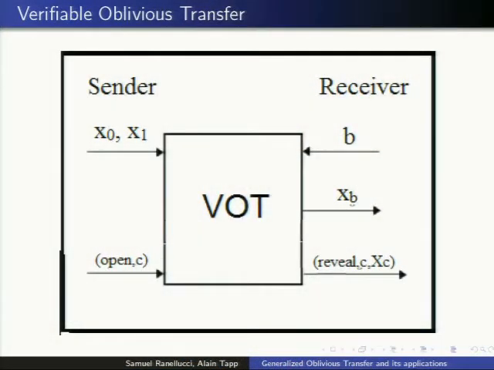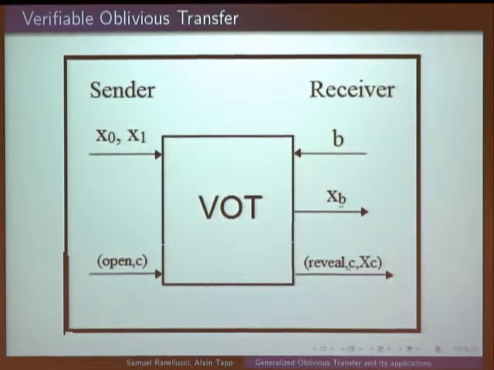An important primitive that we're going to be using is called verifiable oblivious transfer. It's kind of a combination of oblivious transfer and commitment. So it's very much like an oblivious transfer, but also the sender is committed to his input. And at a later time, the sender can reveal what values he sent, and then you'll be assured that those are the values he sent.